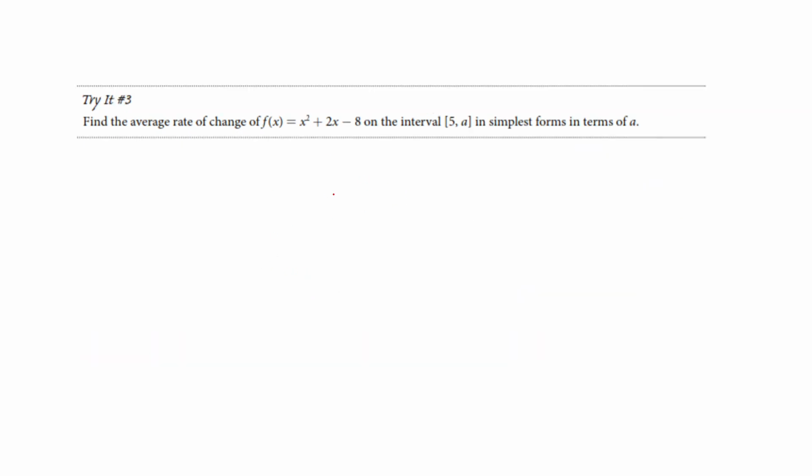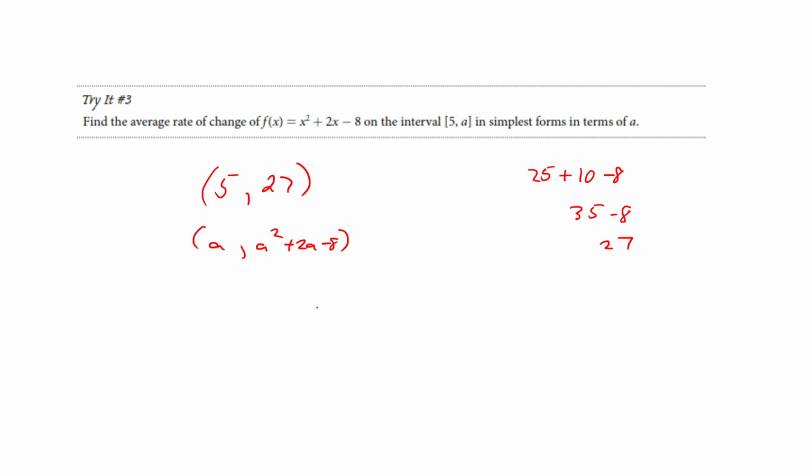All right, let's take a look at this. I'm going to make my points 5 and A. So if I put 5 in here, I'm going to get 5 squared is 25, plus 2 times 5 is 10, minus 8. So I've got 35 minus 8, 27. All right, now I can't do any better than just putting A in here, and I'll get A squared plus 2A minus 8. All right, now let's do the rate of change.